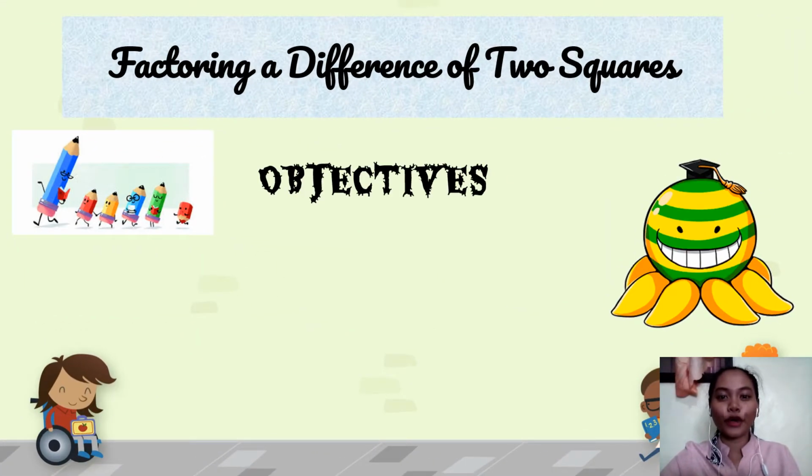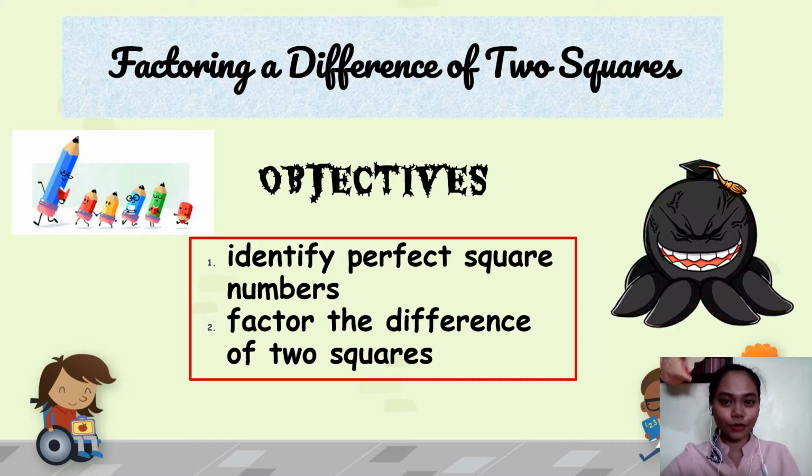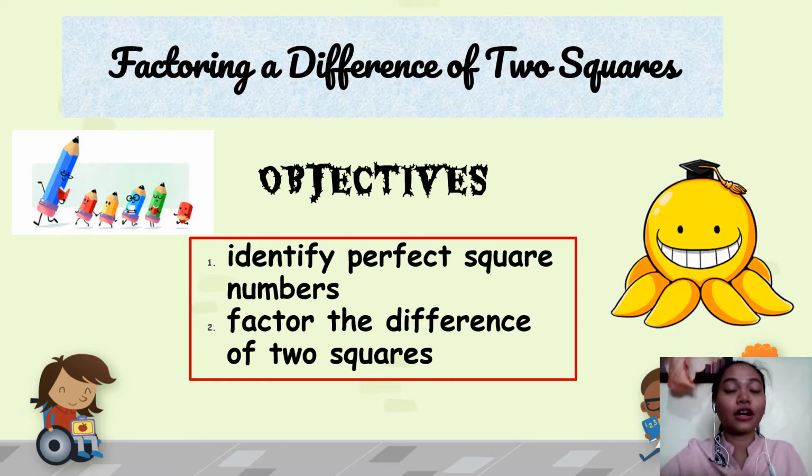So for today's objectives, here are the following. Number 1, identify perfect square numbers. Number 2, factor the difference of two squares.